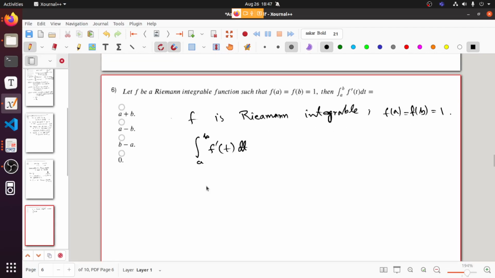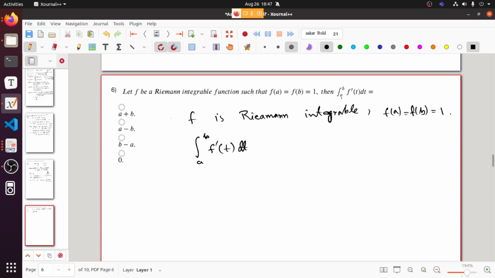Now let's move to question number 6. We had discussed up to 5, but because no one said my mic was muted, I have repeated questions 1 to 5 again. Now let's do from question number 6. It says that f is a Riemann integrable function and f(a) = f(b) = 1 is given. You have to find the integral from a to b of f'(t) dt.